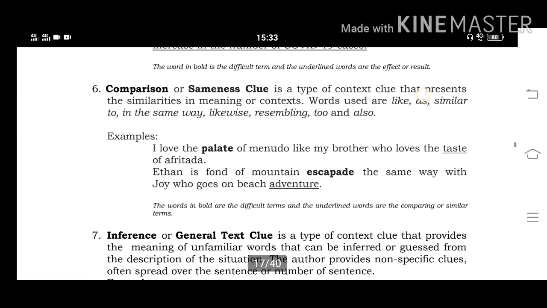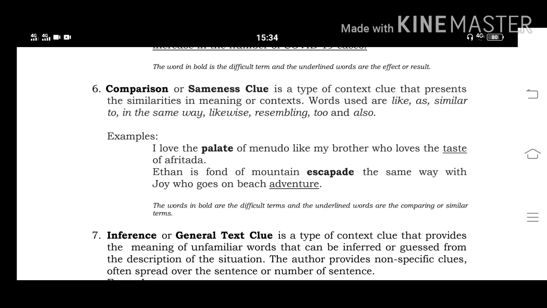Number 6. Comparison or sameness clue. Comparison, kukumpara, so pag sinabing comparison, singtulad. It's a type of context clue that presents the similarities in meaning or context. Words used are like, as, similar to, in the same way, likewise, resembling, to, and also. So, ano yung mga halimbawa?